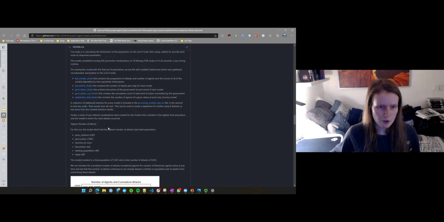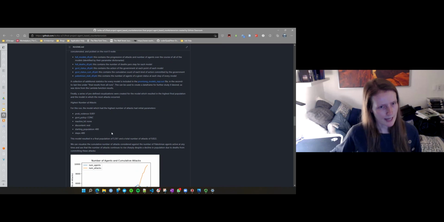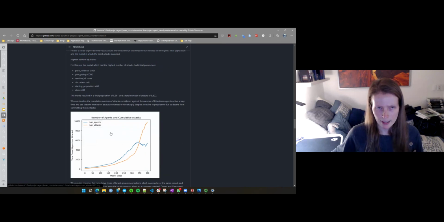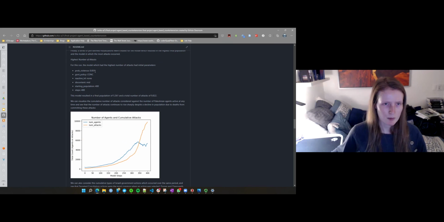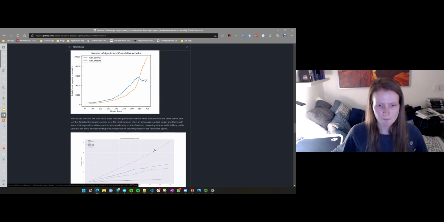I also produced visualizations for 2 of the models, the one with the highest number of attacks and the one with the highest final population, as I thought they might provide interesting analysis. So the one with the highest number of attacks had a 0.1 initial probability of violence and a mid-level of discontent, and we can see that the number of attacks in orange rises throughout the model, though the number of agents, Palestinians, begins to fall.